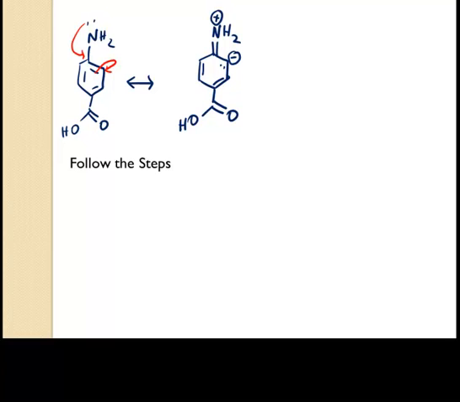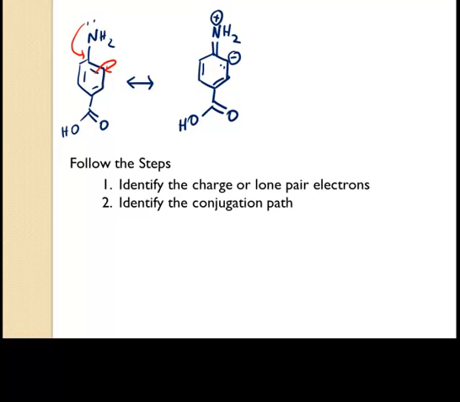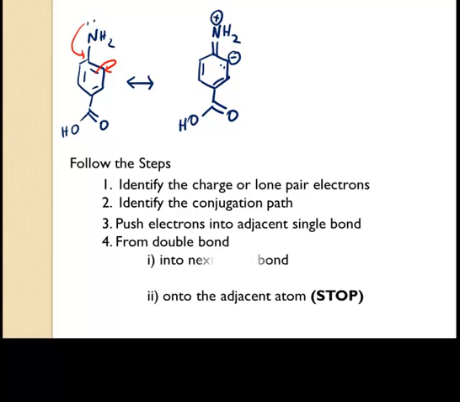Remember the steps for drawing resonance structures. Number 1, identify the lone pair of electrons or the charge in your molecule. Identify the conjugation path. Then push the electrons into the adjacent single bond, from the double bond into the next single bond and onto the adjacent atom, which is your stop sign. You may also have a loop depending if you've got multiple double single bonds, because you may go from the double bond into the next single bond, from the double bond into the next single bond, etc., but then you will go and stop onto the adjacent atom. So that is the simple system for how to draw resonance structures.